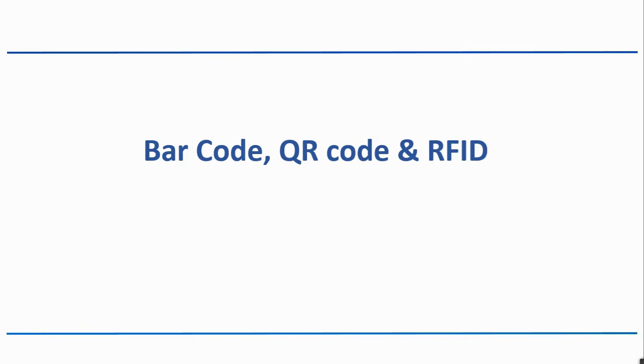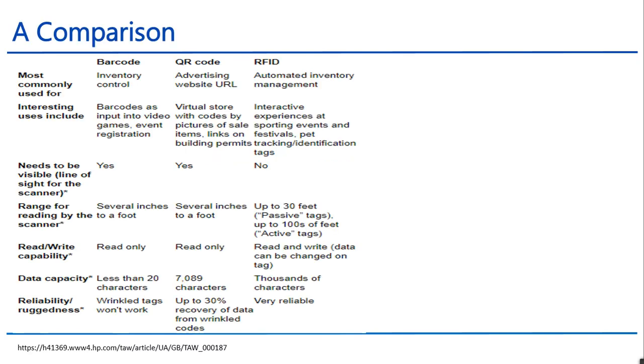Hello and welcome back. In this section, we are going to talk about what is barcode, what is QR code, and what is RFID. Why are we saying that RFID is the only or the mostly used system in electronic toll collection? So in this section, we will understand the difference between barcode, QR code, and RFID, and why RFID is preferred for the electronic toll collection.